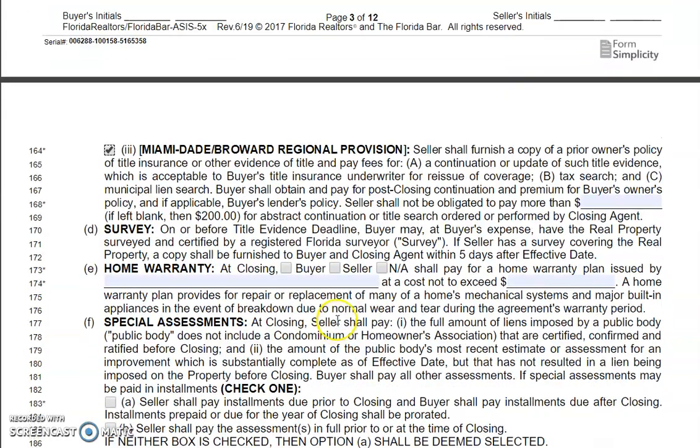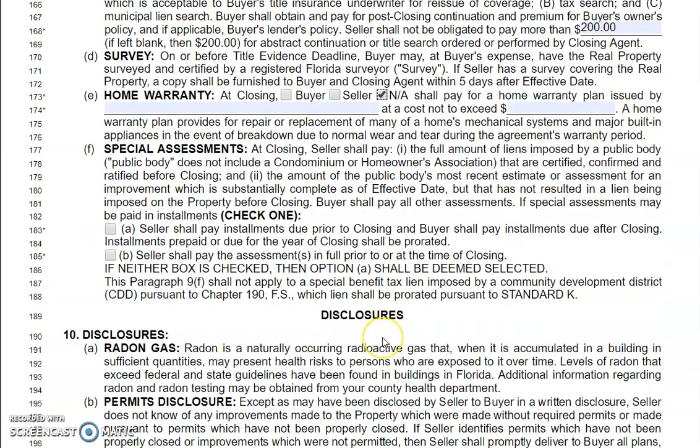Okay, here, buyer and this policy shall not be obligated to pay more than, if it's left blank, 200, we can put 200, that's okay. You can change that if you want, you can put any number. Home warranty, normally here in Florida, we don't have a home warranty, so I'm going to put NA.